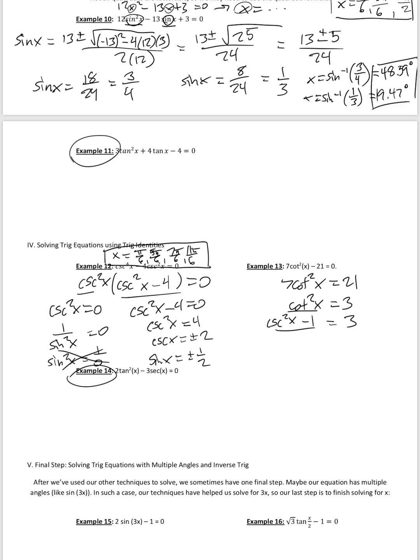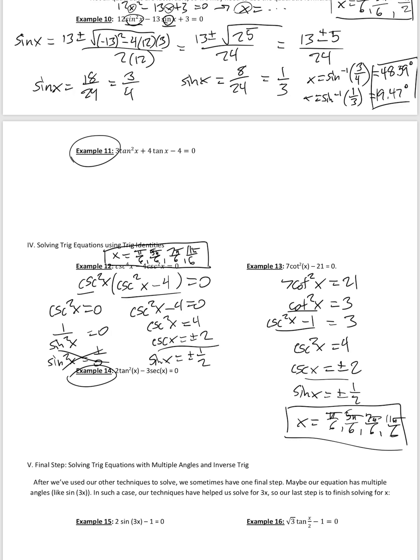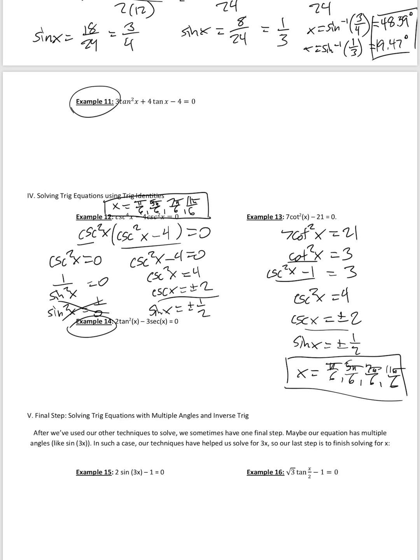Okay, I used my identities. Now I can add 1 to both sides, square root of both sides, and it looks like it ends up being the same as the example we just did. Sine of x is going to be plus or minus 1/2. So x is pi over 6, 5 pi over 6, 7 pi over 6, and 11 pi over 6. Okay. So go ahead and try example 14 on your own. Think about how you can use those trig identities that we've spent over a week practicing to help you turn this equation into something that you can deal with.